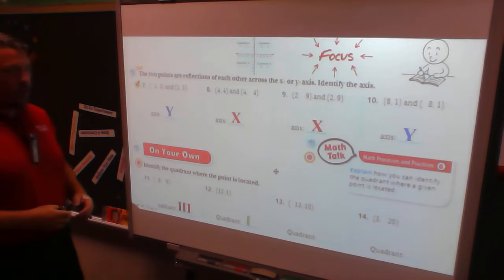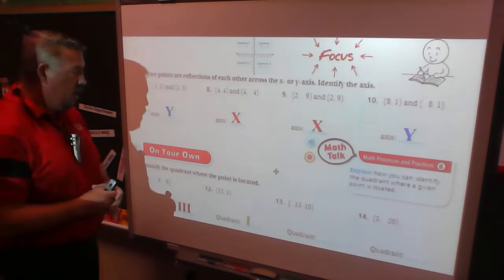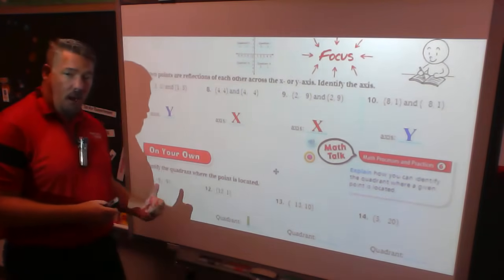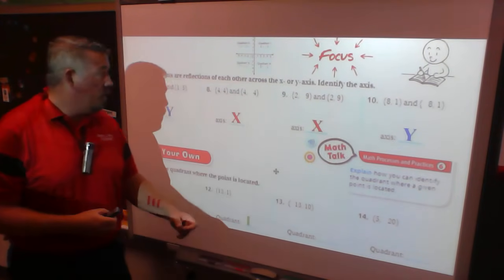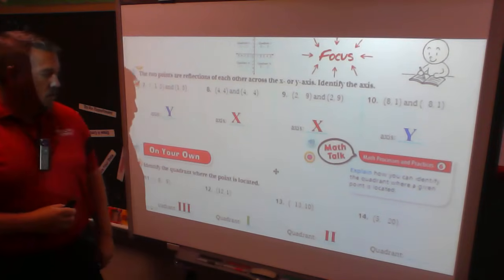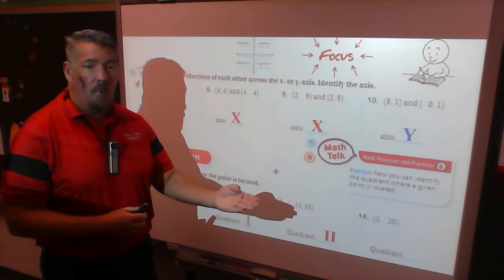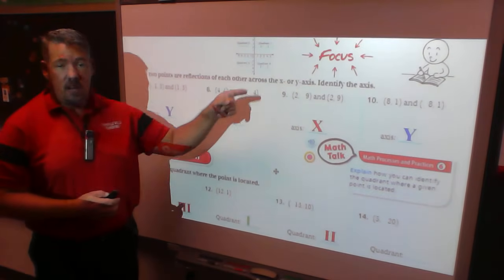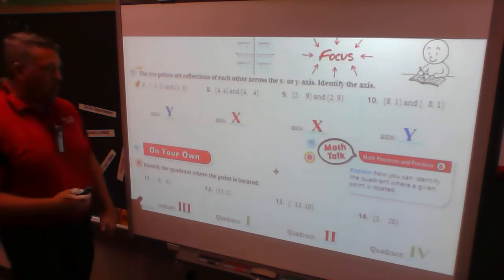So hopefully you've written down this example up here somewhere so you can always look at it and get it out. But you saw that your first one, your x is a negative, so you're running backwards. And then your second one is a positive, so you were jumping up. And that would take you into quadrant 2. And then on 14, you were running forward because it's positive, and then jumping down because it's negative, and that would always take you to quadrant 4. So hopefully you did those correct.